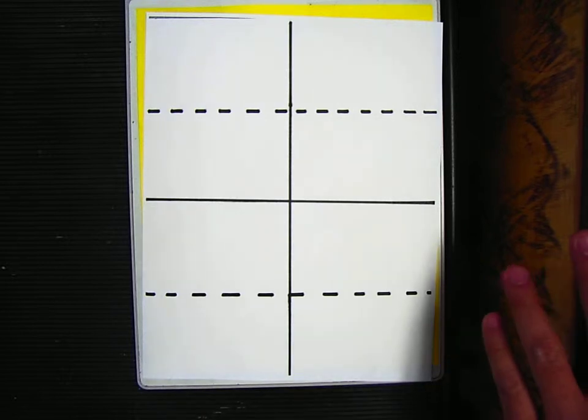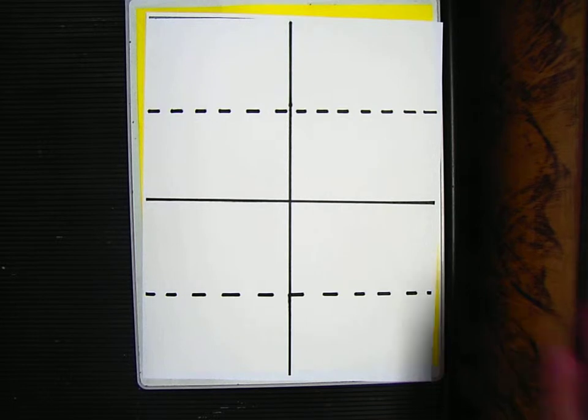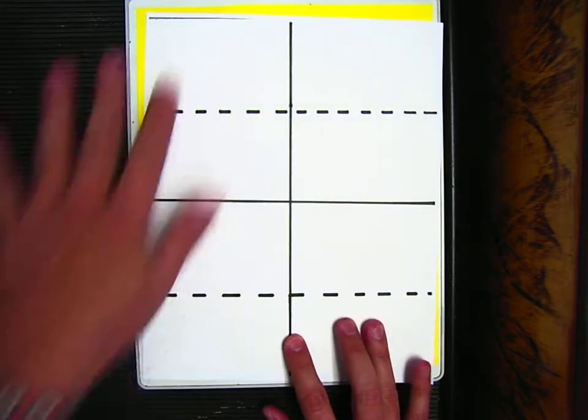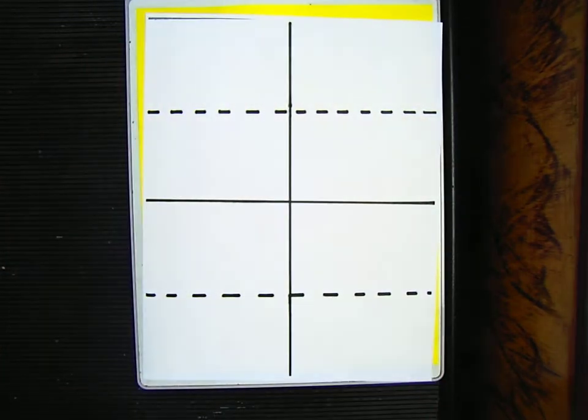Today I'm going to show you how to make a foldable to help us do some basic data analysis. When you come into class, you're going to go to the counter and you get a copy of this paper. You have some solid lines, some dashed lines. All these are markings to help us do our foldable.